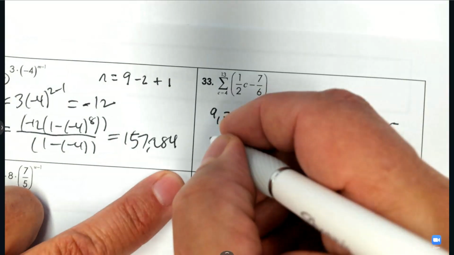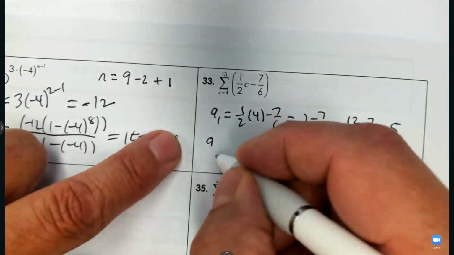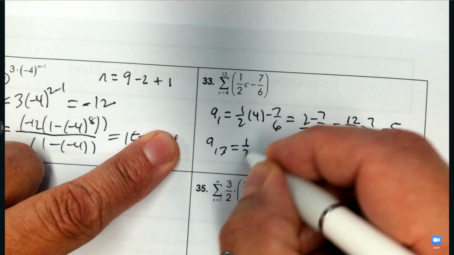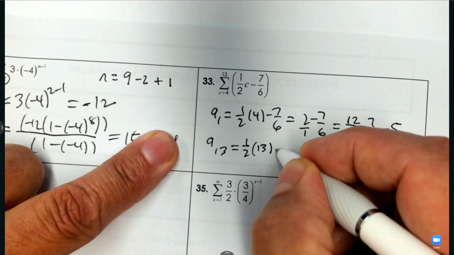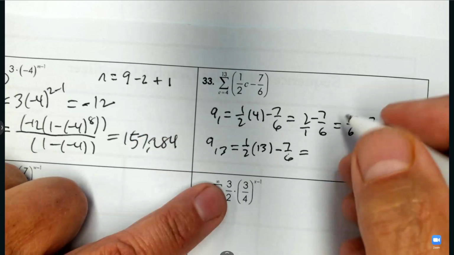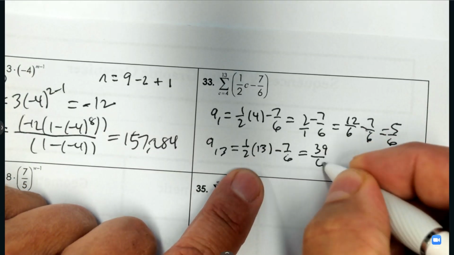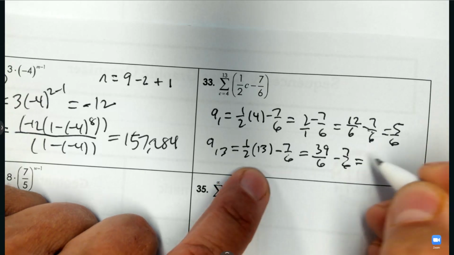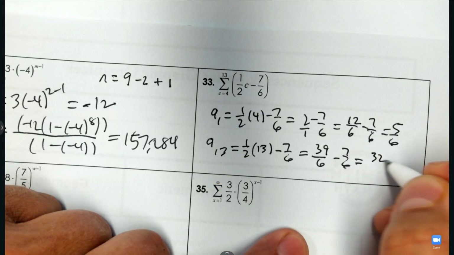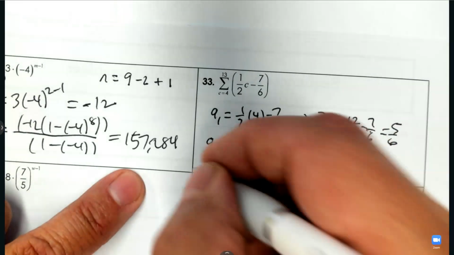I also need to know the last number, which is 13. So it's 1/2 times 13. Take away 7/6. Again, totally obnoxious. We're going to multiply times 3, top and bottom, so I get common denominators. 39 take away 7 is 32/6. I'm going to let that go.